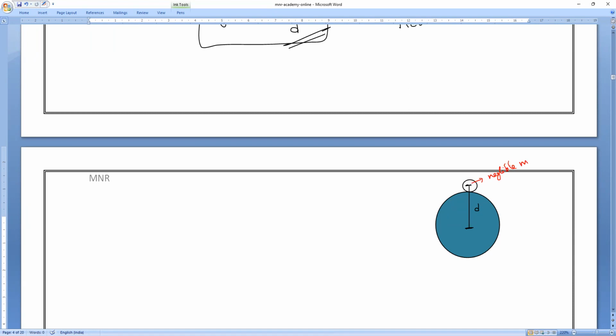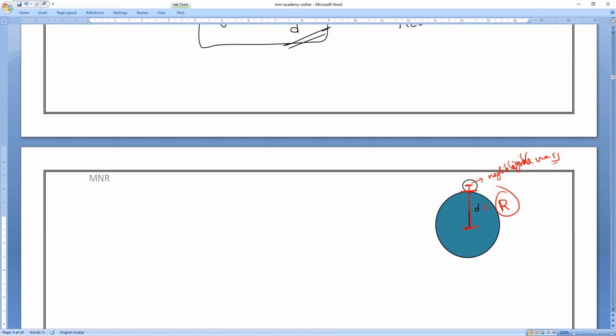So negligible mass, and negligible size. That is why the distance between the two bodies from their centers, I will assume as approximately the radius of the planet. That is what you have to remember.